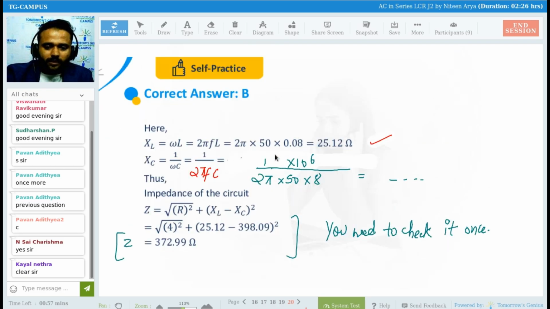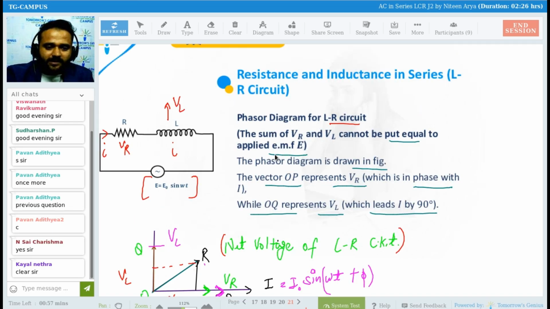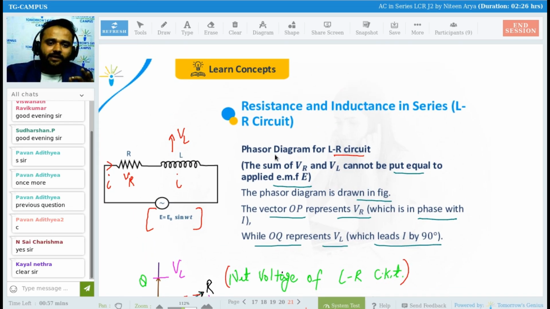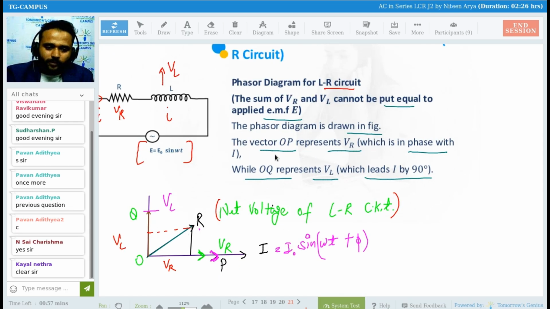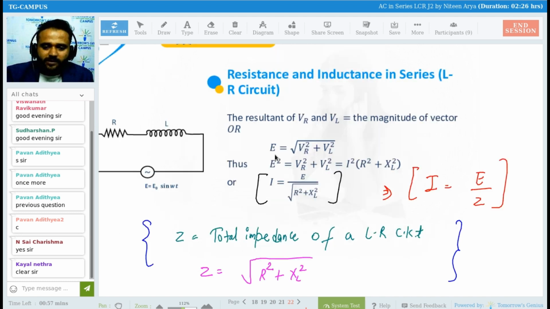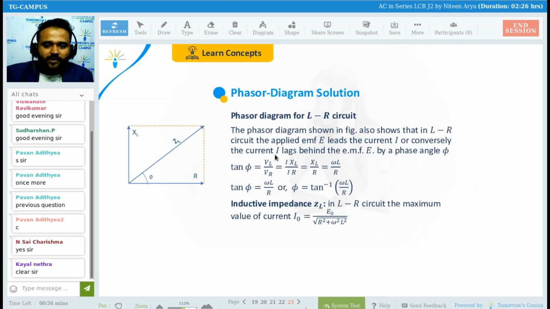Good. Okay, so again explaining, this is an LR circuit. An LR circuit is a kind of circuit in which we are just discussing L and R. So obviously in the LR circuit, the phasor diagram is going to be this, and that is your phasor diagram. The same thing we are discussing here. We are finding VR and VL separately, and then we are finding total I and total impedance with the help of this. So the total impedance for the LR circuit is Z, which is under root of R square plus XL square. And this is your phasor diagram.